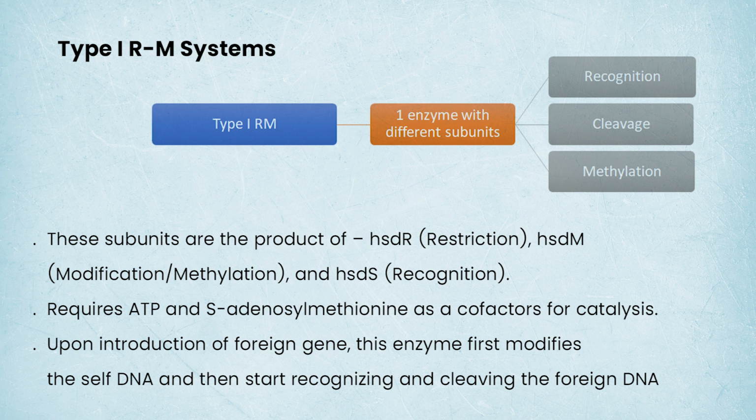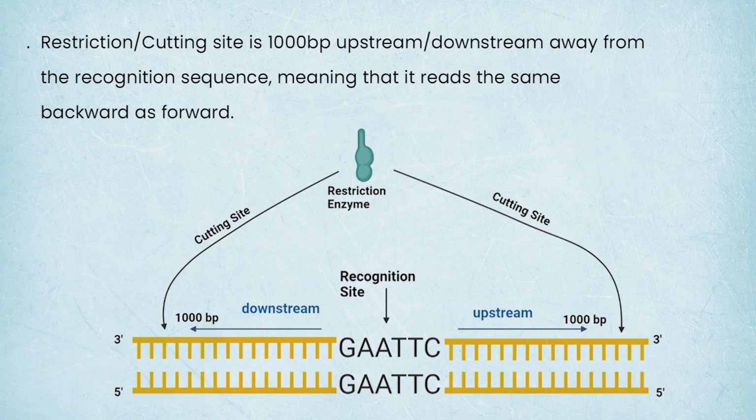So it has 3 important components: restriction and modification, which we know, and the other important one is the specificity unit, also called the recognition unit. The specificity unit, or S unit, HsdS, confers specificity to the restriction and modification, so that they are very specific for their modification site and their cleavage site. Upon introduction of a foreign gene, this enzyme will first modify its own DNA, and then start recognizing and cleaving the foreign DNA. It is a complex enzyme with 3 subunits that work one by one, so it can be called a heterooligomeric complex, and the requirements are ATP and one important cofactor.